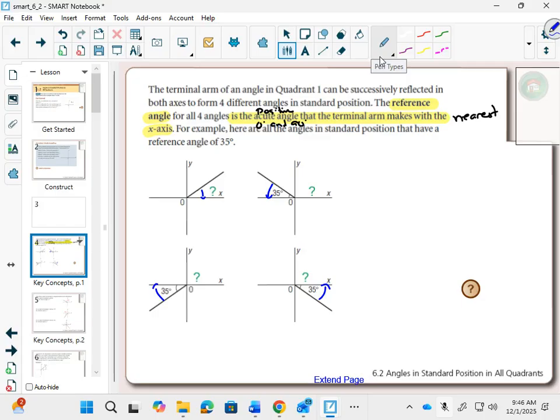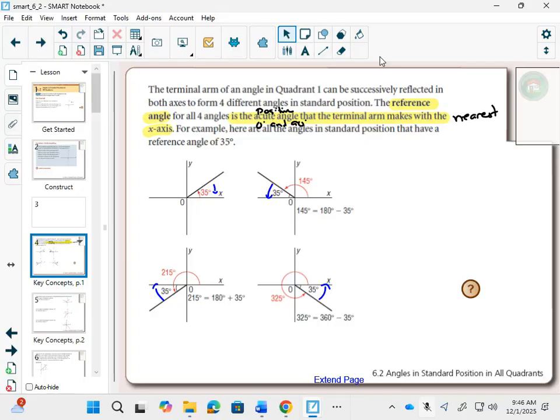So in this example, they took 35 degrees and they made that the same reference angle for each of those. So we would say that an angle of 145 degrees has a reference angle of 35 degrees.